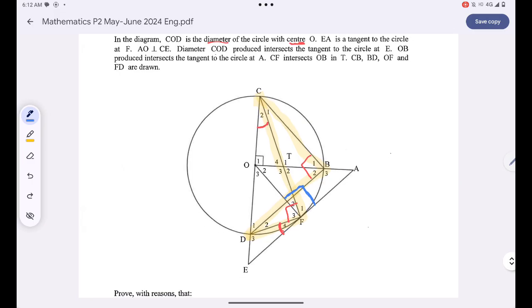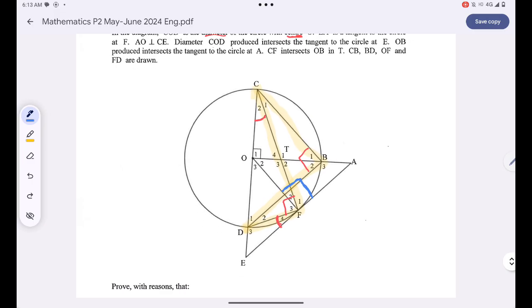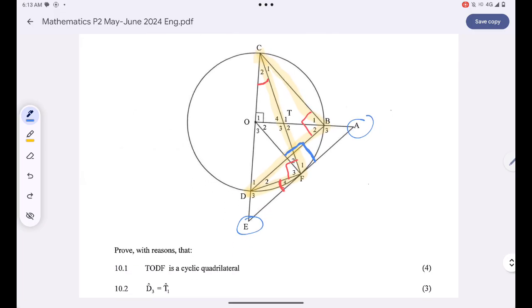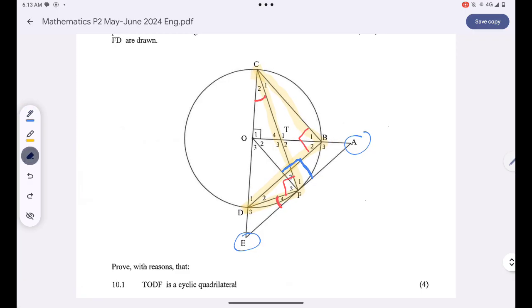Diameter COD produced intersects the tangent to the circle at E, and then OB intersects the tangent to the circle at A, and then we are told that CF intersects OB at T. There's T over there, and then CB, BD, OF, and FD are drawn. First question, they want us to answer with reasons that TODF is a cyclic quad. The shape TODF is a cyclic quad.